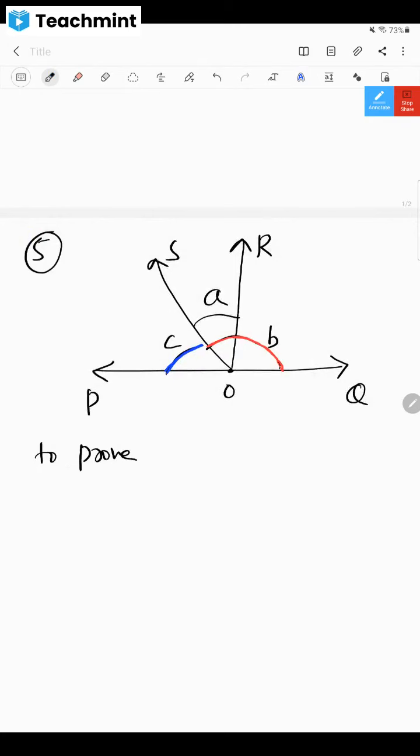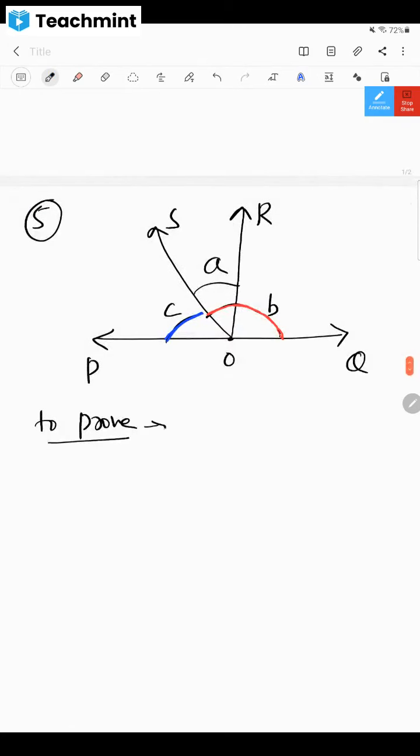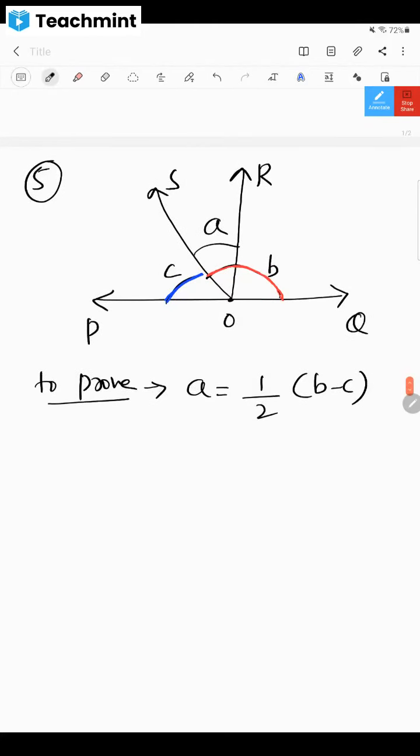To prove. You have already written what we are writing. You have to prove that A is equal to half of B minus C, right? Correct? Fine. Now this is what you are supposed to prove.